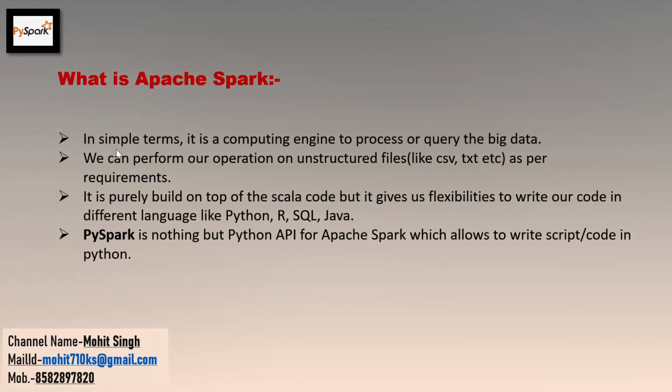Okay, so first point is what is Apache Spark? In simple terms, it is nothing but a computing engine to process or query big data. Now, in order to understand this line, you must understand what is big data and how it is different from the normal data. So let's say you have a file of around 100 MB or even 1 GB. Can we consider this as big data?